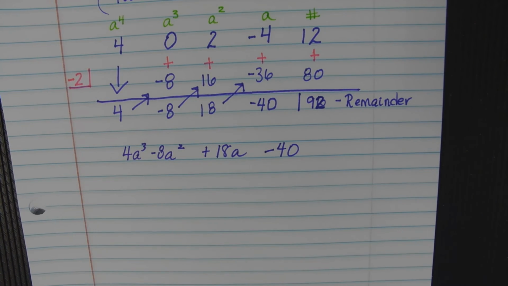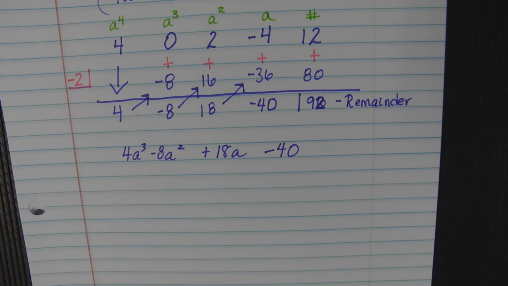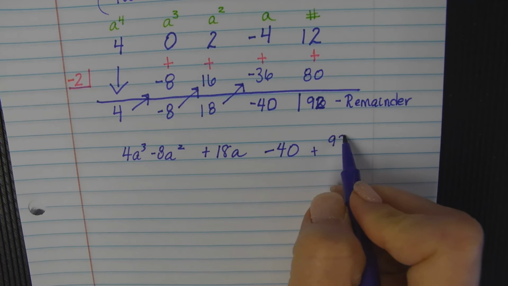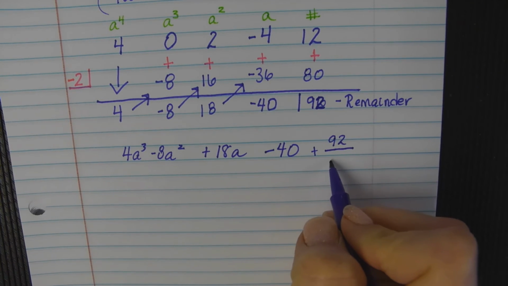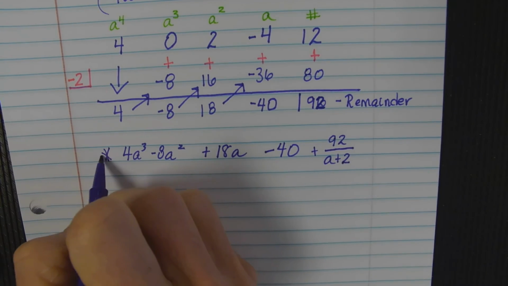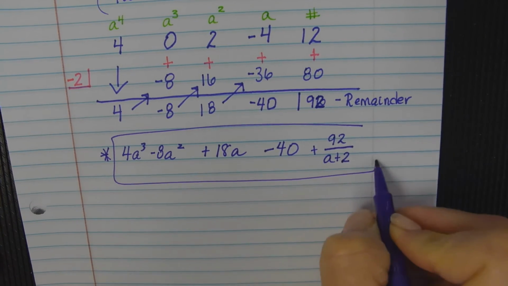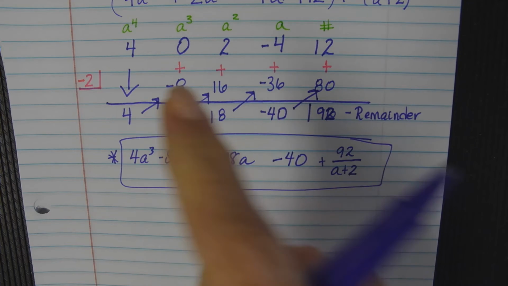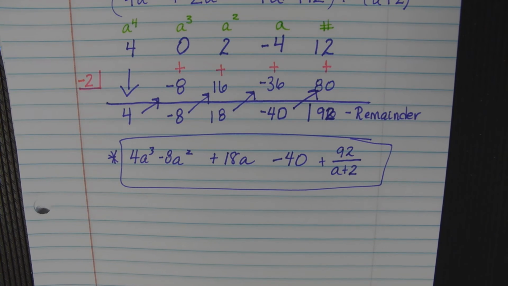I hadn't finished yet. I said I'd come back to that. You know what to do. It's the same thing as long division. What did we do with long division? Put it over the divisor. Oh, you put it over A plus 2. Yes. This step seems like it's throwing you off a little bit. So we use the original divisor whenever we put the remainder. A plus 2. Okay.